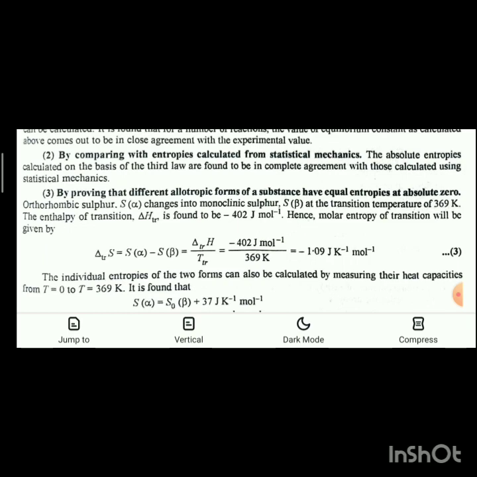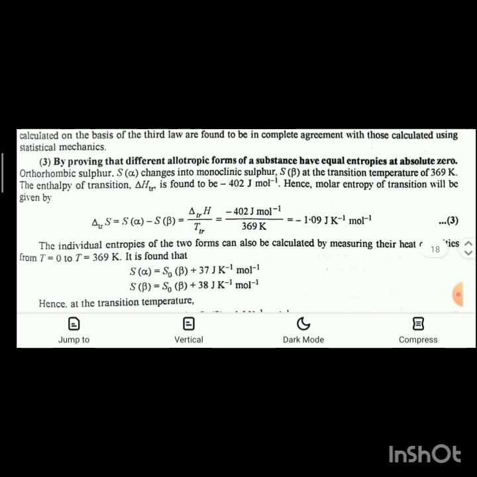Hence, the molar entropy of transition will be ΔS of transition equals S alpha minus S beta equals ΔH of transition upon T of transition equals minus 402 joule per mole divided by 369 Kelvin equals minus 1.09 joule per Kelvin per mole.